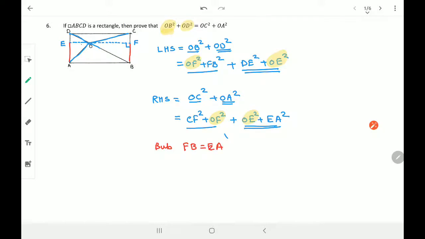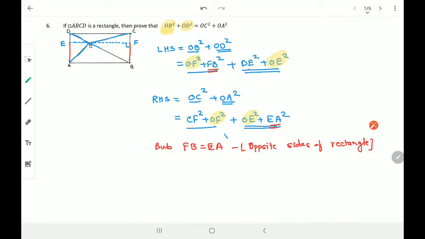Why are they equal? Opposite sides of a rectangle. The line is parallel, so it is going to be a rectangle. EABF is a rectangle, so you can write opposite sides of a rectangle. Similarly, the matter of FB and EA is closed.